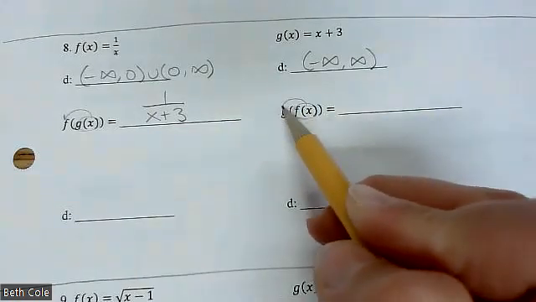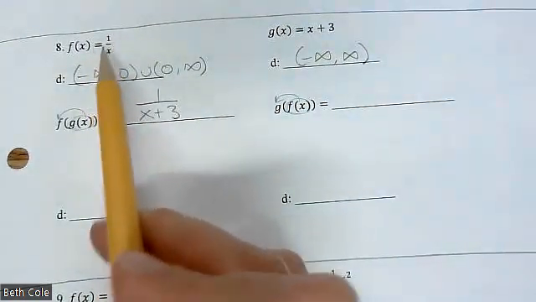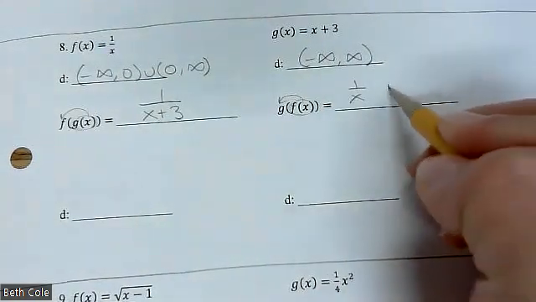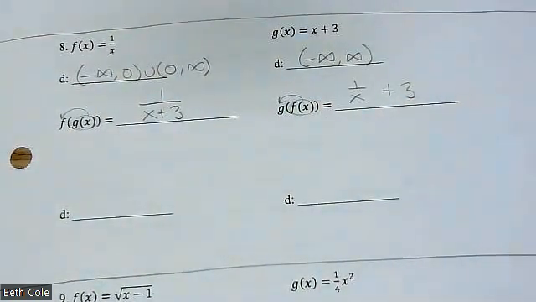And for this one, F gets plugged into G. This 1 over X gets plugged in over here. So that'll be 1 over X and then a plus 3, which also you cannot do anything to. There's a lot of these where you just write the answer. Like we're not really doing anything.